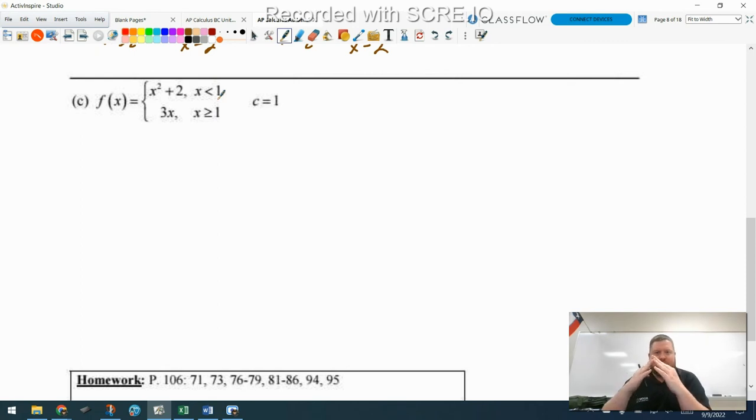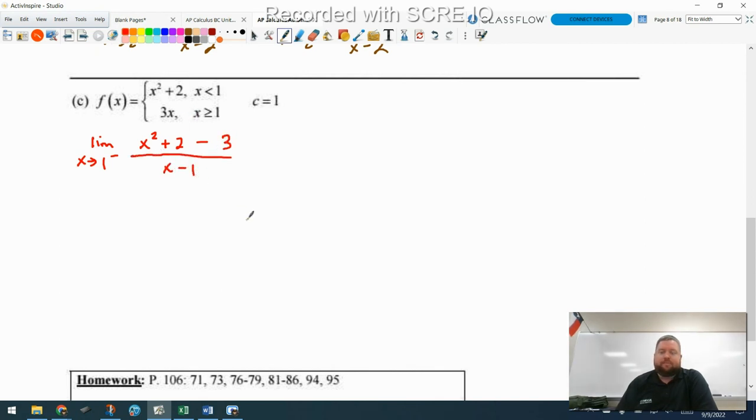Right? That could be a sharp turn of some sort. They could not connect at all, and it'd be a discontinuity. Okay, so that's what we're looking for here. All right, so we're going to do the limit as x approaches 1 from the left of f of x, so that's the top function, x squared plus 2, minus f of 1. So if I plug in 1, I get 3. I have to plug it in down here because this is where we have the equal sign. So 3 times 1 is 3, over x minus 1.